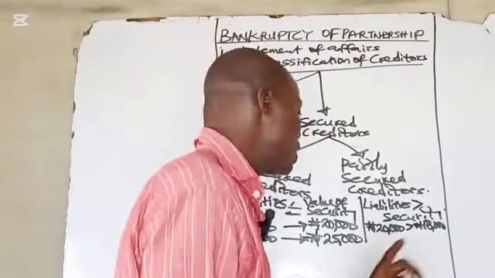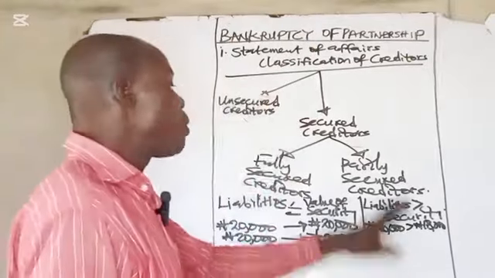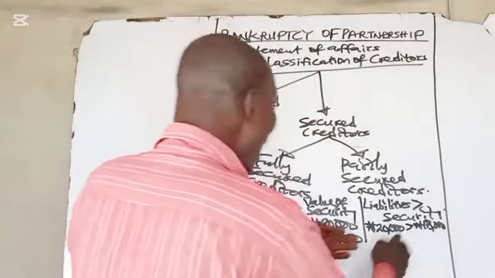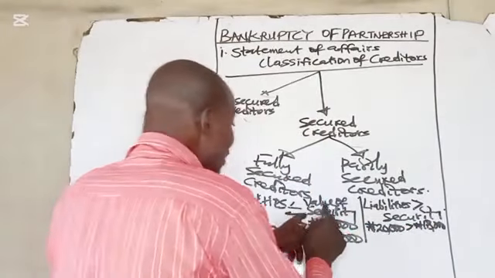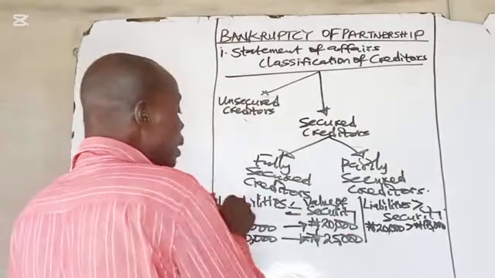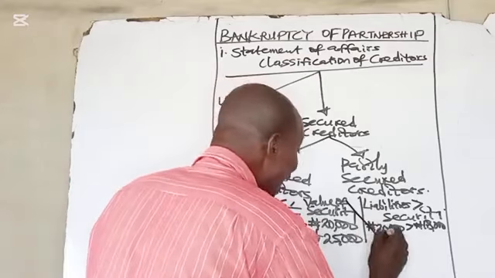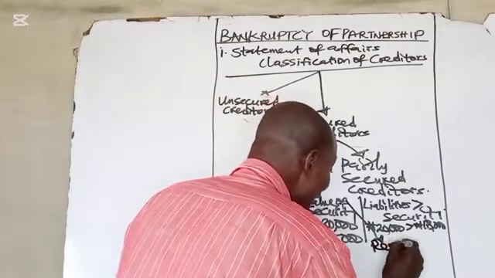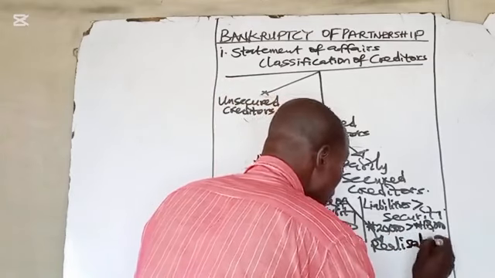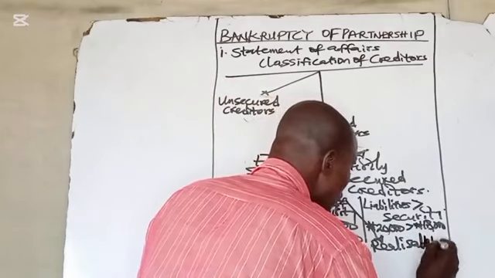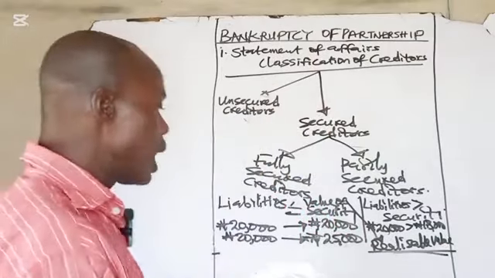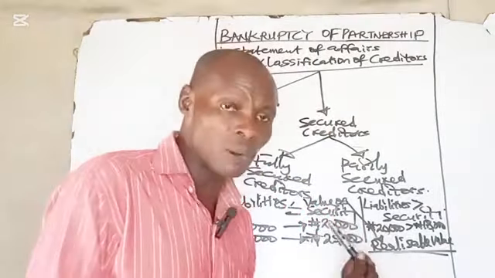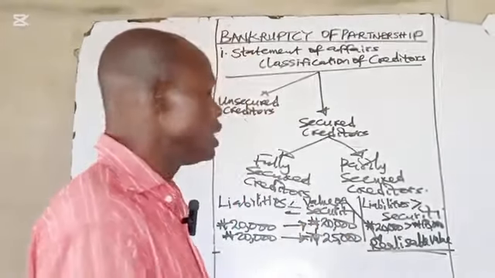That is partly secured. One thing I want you to note is that when you are comparing the value of the security or the value of the collateral with the amount of the liability, it is the realizable value of the collateral that should be compared with the liability, not the book value. It is the realizable value you need.